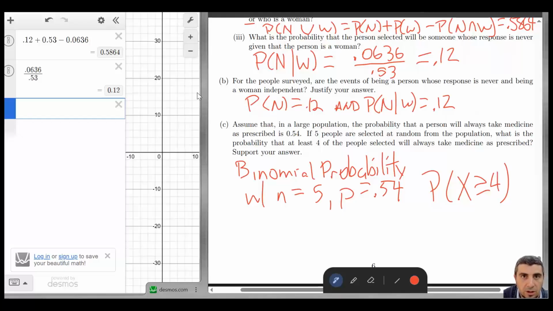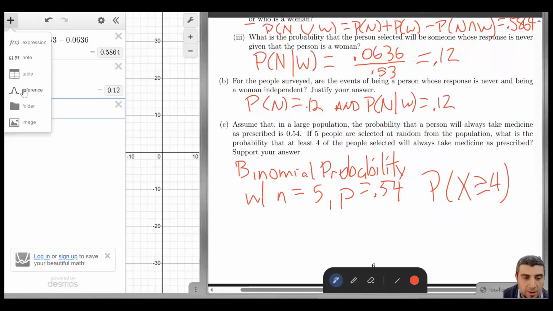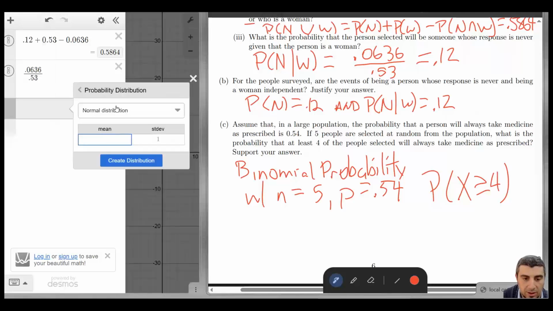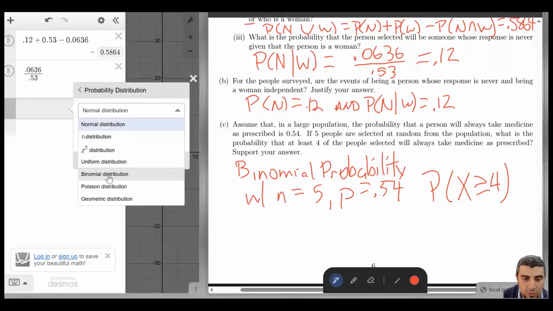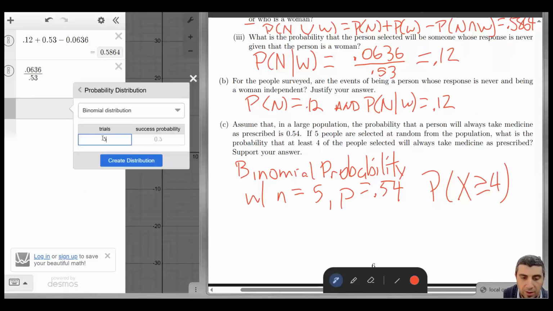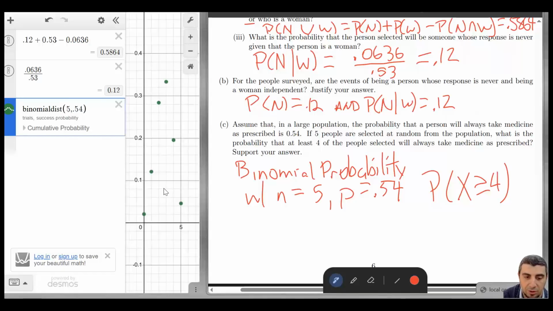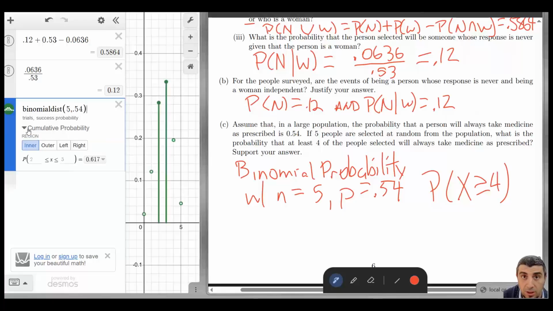From this point, we can just use Desmos. So we'll go up here into inference, go to probability distribution, drop down to binomial. We are doing 5 total trials with a probability success rate of 0.54, and then it's going to graph the distribution right here. We're not really worried about the distribution. We want to know the cumulative probability to the right because it's greater than or equal to 4, because it's at least 4. So we put in 4 and you get 0.241.